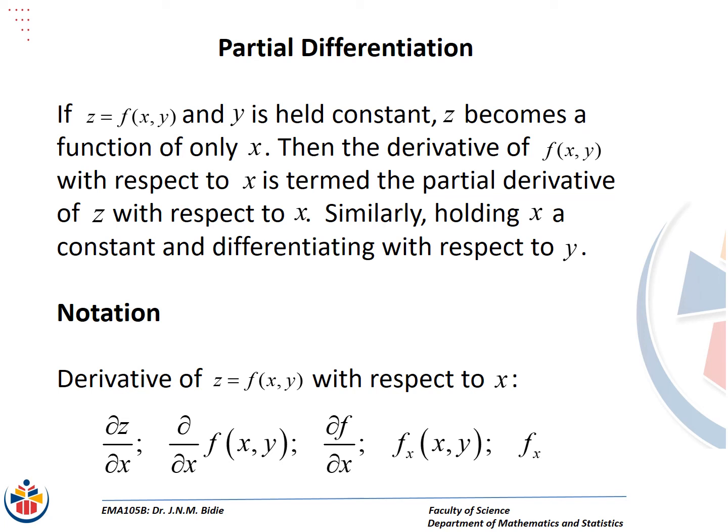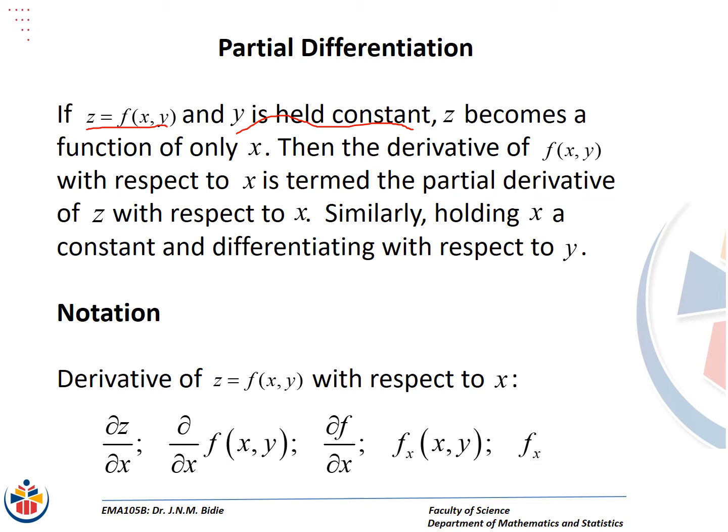Now we start off on the topic partial differentiation. Here we are considering derivatives of functions of both x and y. How then do we do the differentiation with respect to one variable when the function has got both? So the first thing we do, if we want to find the derivative with respect to x, then we hold y a constant and then differentiate the function with respect to x as if y is a constant.